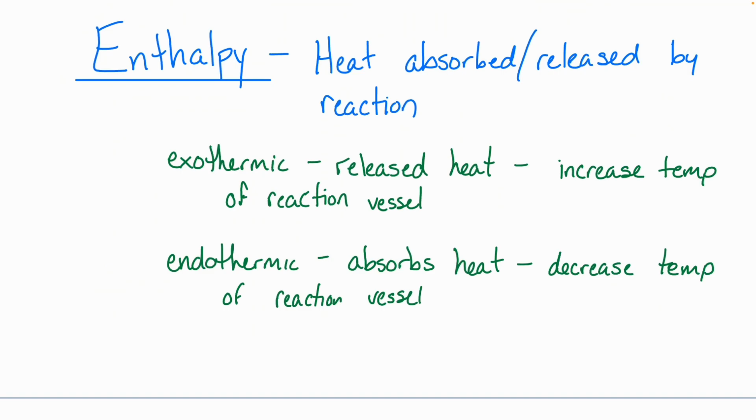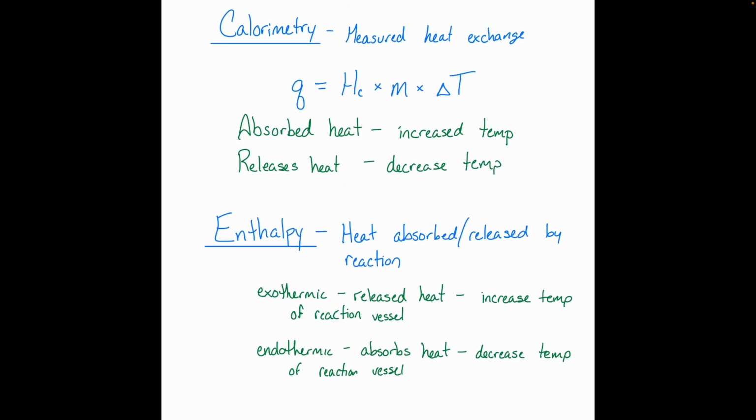So how did we square these two things away here? When we were talking about calorimetry, we said that absorbing heat would increase the temperature. But in the context of a chemical reaction, that absorbs heat will actually decrease the temperature. It would feel colder in your hands, right? Whereas when we have a substance that releases heat, that substance gets colder. But a chemical reaction that releases heat, that would warm up our reaction vessel. So how do we square these two things away?